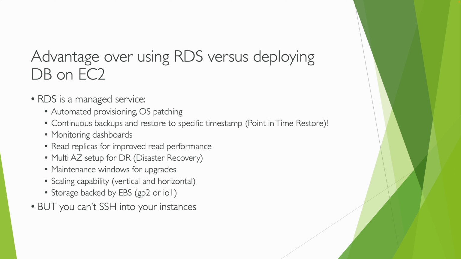Storage backed by EBS. So the storage which is used in the RDS is EBS. Whenever your storage is high, RDS will automatically increase the storage. You can also set a limit for whatever storage the RDS needs to scale, and RDS will scale automatically based on the data which is getting into your database. Okay, so these are the advantages of using RDS instead of EC2.